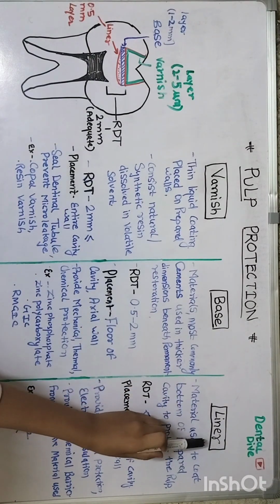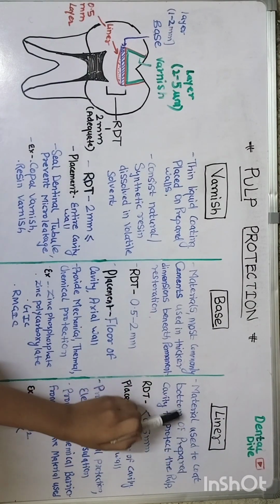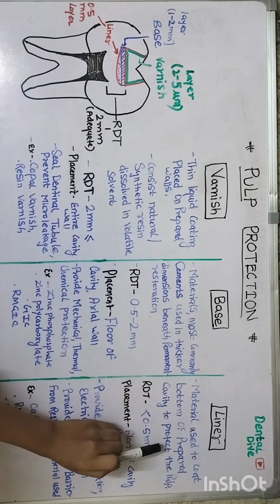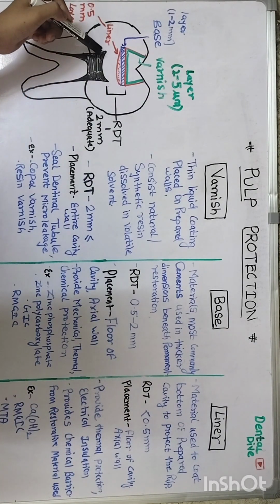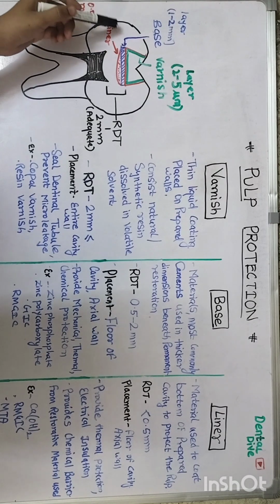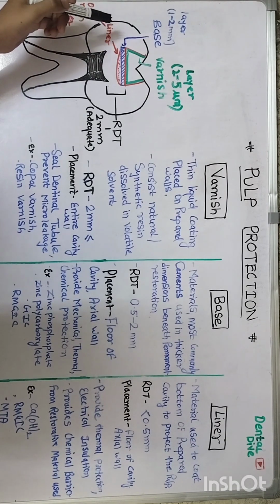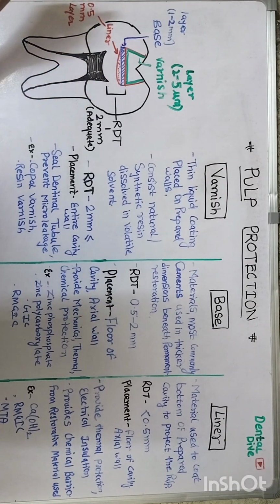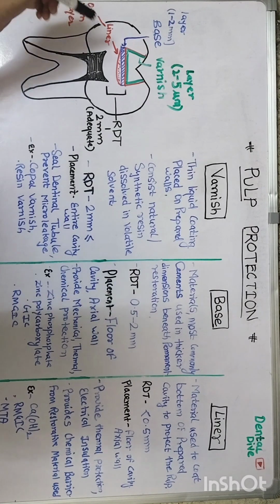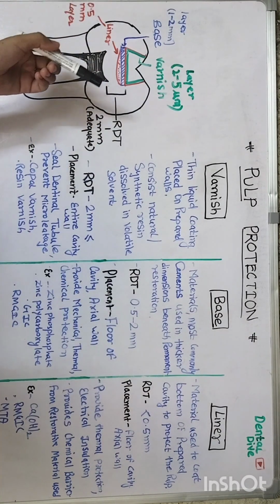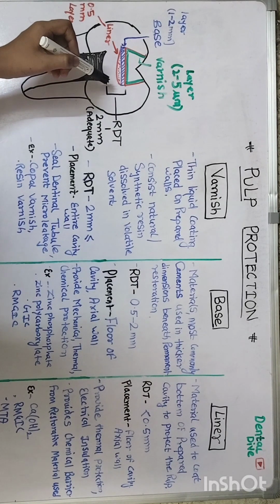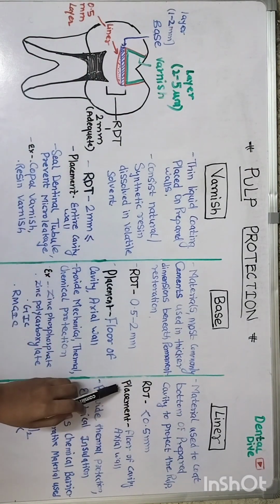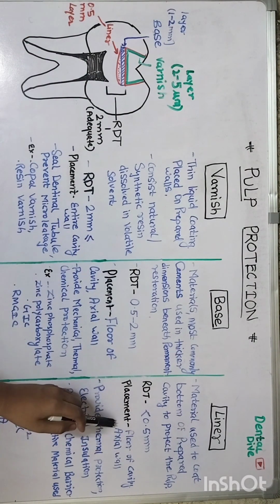What is liner? Liner is material used to coat the bottom of the prepared cavity to protect the pulp. Means when the cavity preparation is close to the pulp or near the pulp, we apply a layer of liner beneath your base application, which is of 0.5 mm, to protect the pulp. It is indicated when the remaining dentin thickness is only 0.5 mm or less, where it is placed on the floor of the cavity or axial wall.